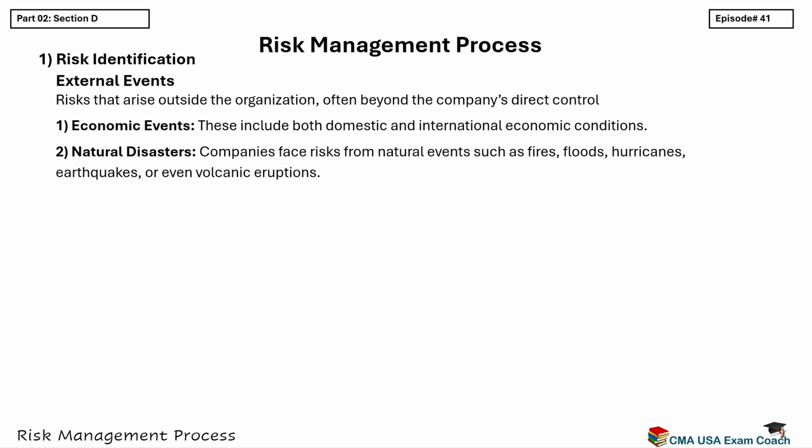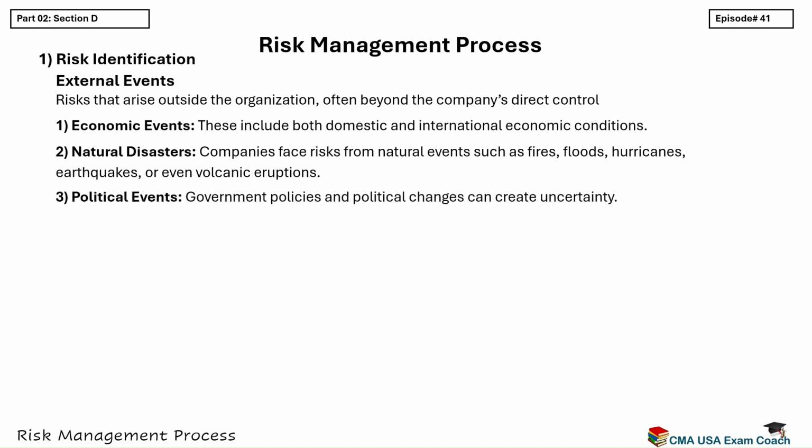Companies face risks from natural events such as fires, floods, hurricanes, earthquakes, or even volcanic eruptions. These events can disrupt supply chains, damage facilities, and halt production. For example, the 2011 earthquake and tsunami in Japan forced many global automakers to stop production because key suppliers were affected. 3. Political events. Government policies and political changes can create uncertainty.